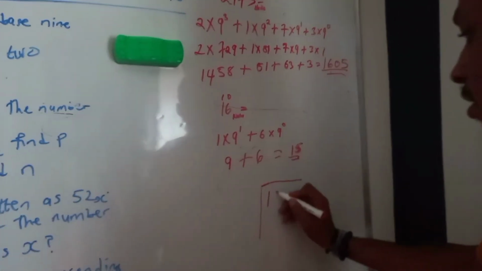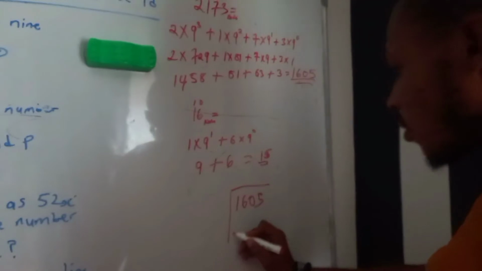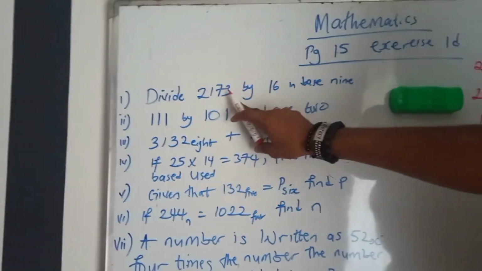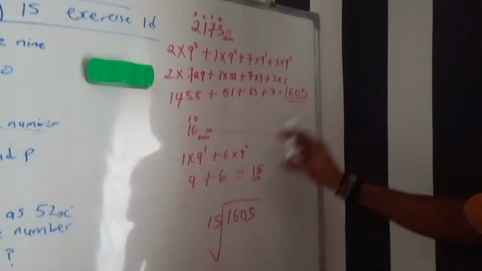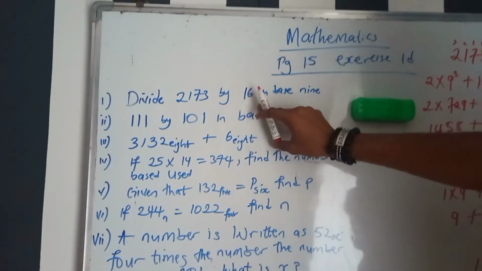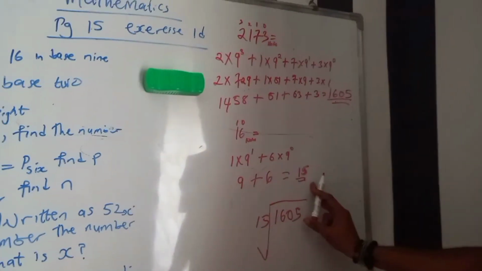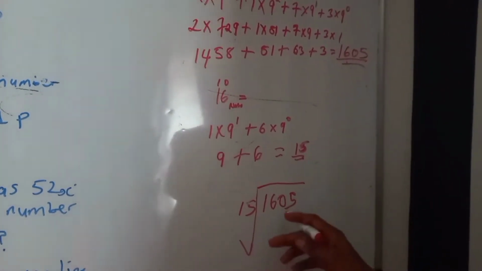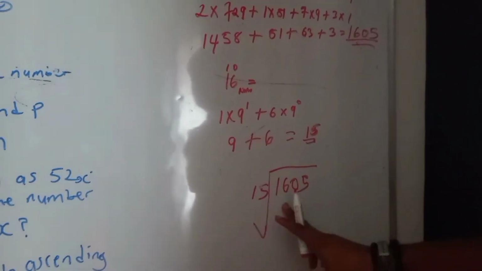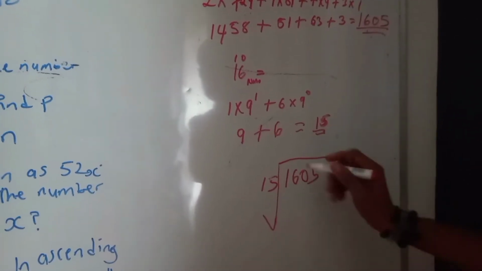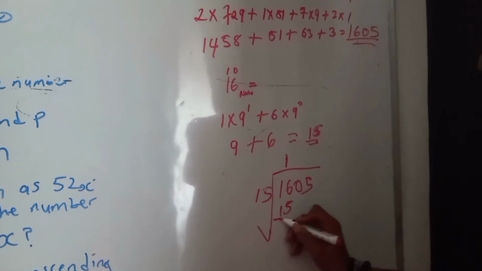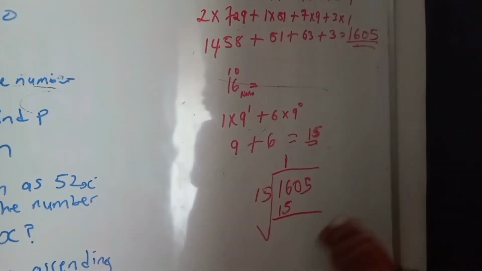Your 1605 and your 15. Mind you, it's no longer 2173, it's now 1605, and it's divided by 15, no longer 16. So we go on with our long division. 15 can go into 16 one time. So 1 times 15 is 15. This long division is your SS1, SS2 part of the long division method.